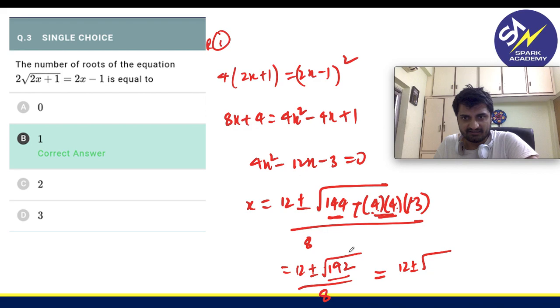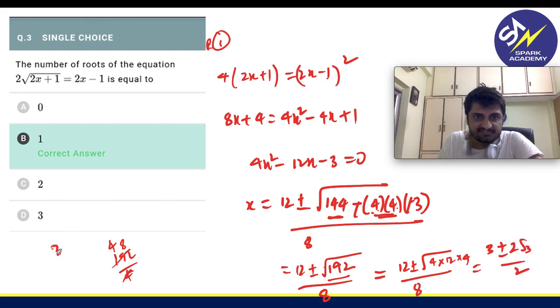Okay, let me take that. So 4, 192 divided by 4, 4 4s are 16, 8s are 32, right? So 4 into 48 I can write, 4 into 12 into 4, whole divided by 8. You just simplify this, and I think you will get something like 3 plus or minus 2 root 3 by 2. So one root is 3 plus 2 root 3 by 2. The other root is 3 minus 2 root 3 by 2.